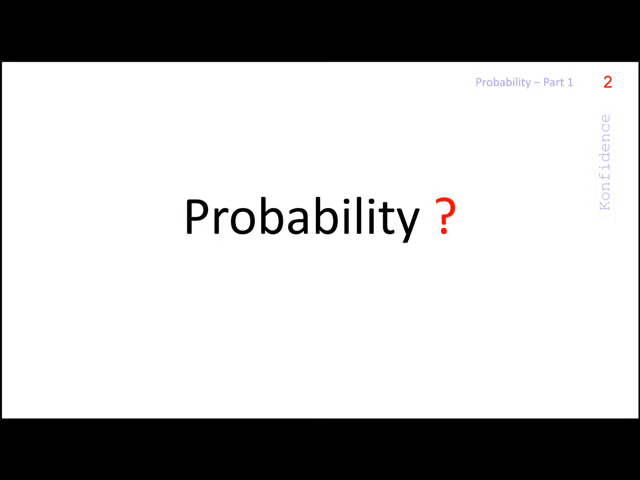Now, what is probability? The probability of an event is a numerical measure of the likelihood of occurrence of that event. Usually, the concept of probability is associated with random processes whose outcomes are not entirely predictable.